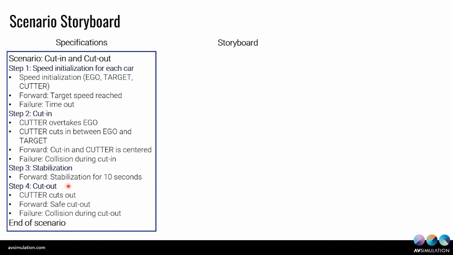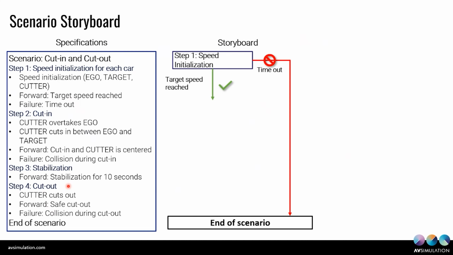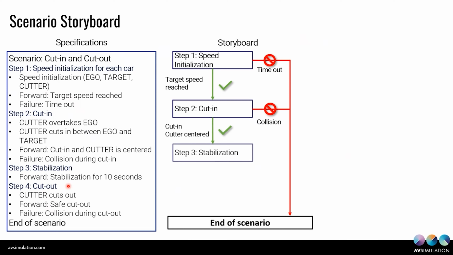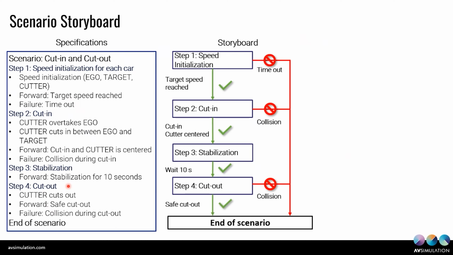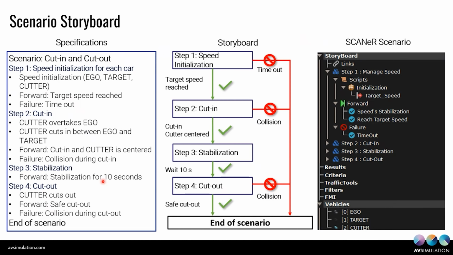So from what you can see here, if you had to do a diagram, I would say, or to design the storyboard for a better view, you would have the first step, the speed initialization. And then you will define the condition to end the scenario, the timeout in this case, and also the condition to continue forward. And then the cut-in and so on, and then you can finally reach the end of the scenario. And so this is the idea, and this is what we did try to do our best to transcribe into Scanner.